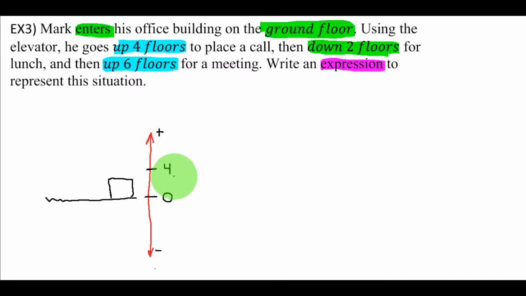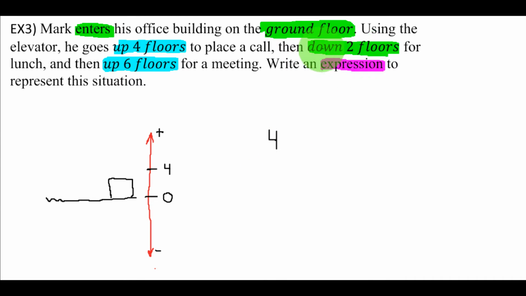What I want to do now is start to write my expression. The first thing I'm going to do is write 4 because he moves up 4 floors. Notice I didn't put a positive sign to the left of the 4, and that's okay. I want to keep this expression as simple as possible.